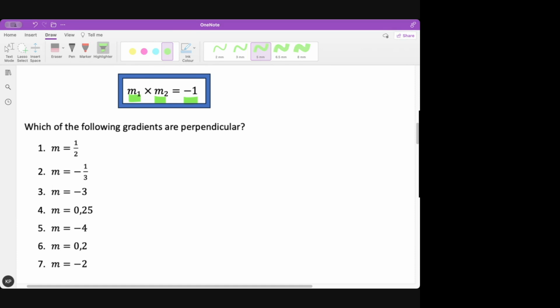With that information, I want us to look at these 7 graphs over here, and I want you guys to find a pair, or 2 or 3, or however many there are, of lines that are perpendicular. Does anyone have a suggestion of which 2 we can try or start off with?